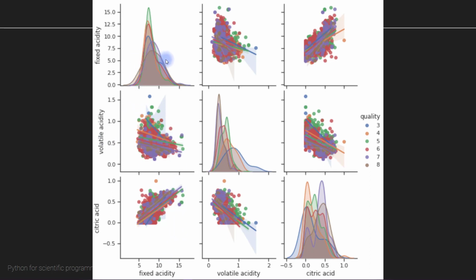Now, all of the colors, the individual distributions here, these densities, and the different colors for the dots, these correspond to different quality values. So you can see the blue dots show the relationship between volatile acidity and citric acid for wines that have a quality rating of 3, and so on.